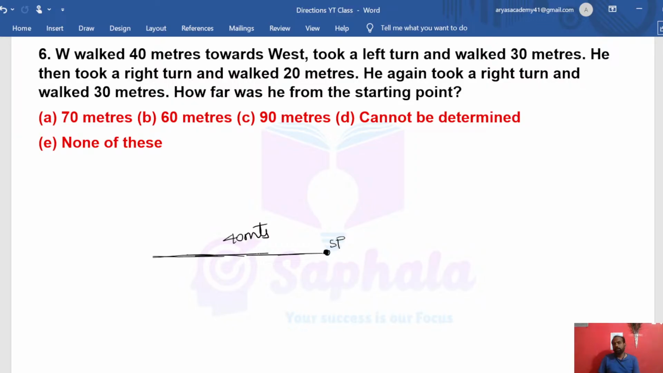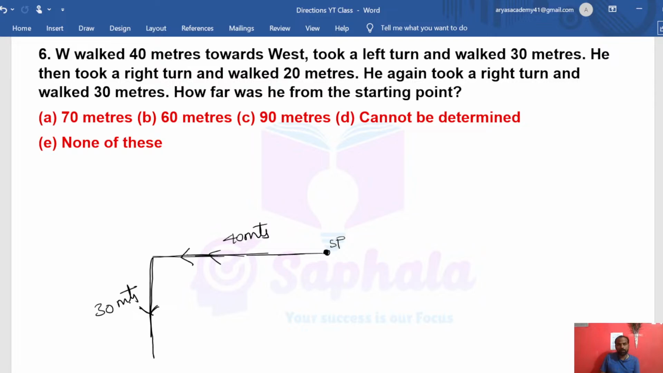Then he took a left turn. He is actually traveling this way. If he took a left turn, then he has to come down, that is towards south. So he is moving towards south and walked around 30 meters. He took a left turn, meaning moving towards south, and gone for 30 meters. Got it? Now he is going this way.